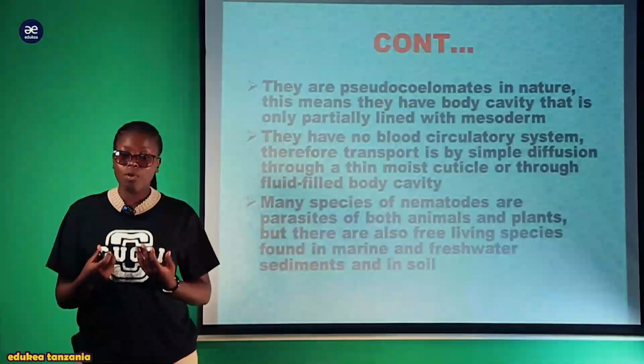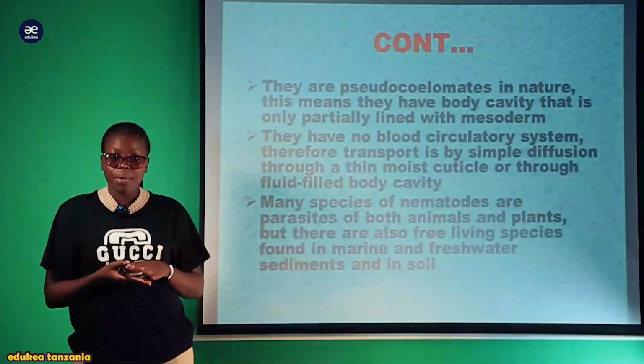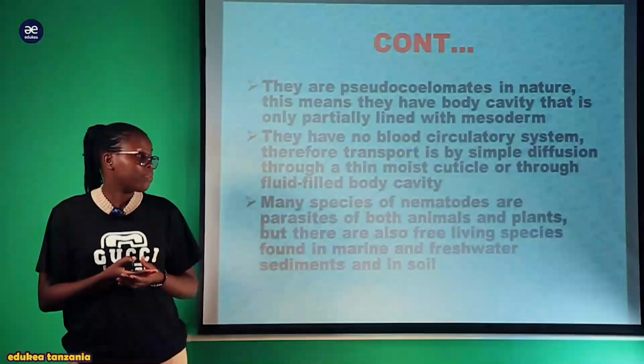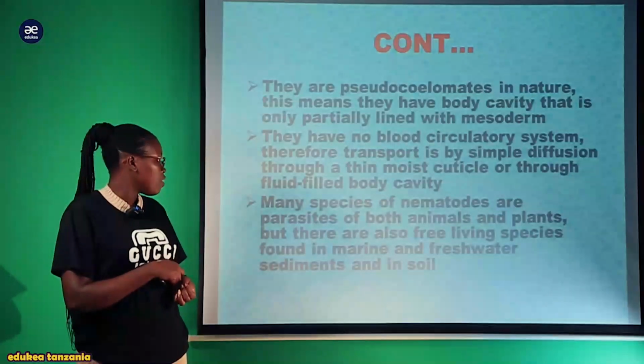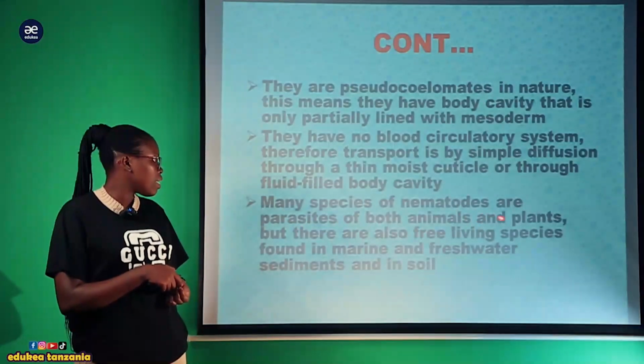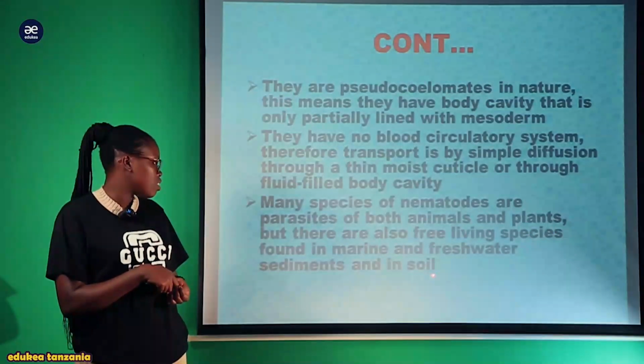These organisms also have a hydrostatic skeleton. Also, many species of nematodes are parasites of both animals and plants, but there are also free-living species found in marine and freshwater sediment and in soil.